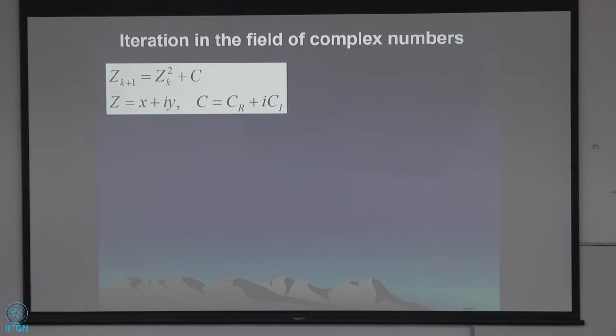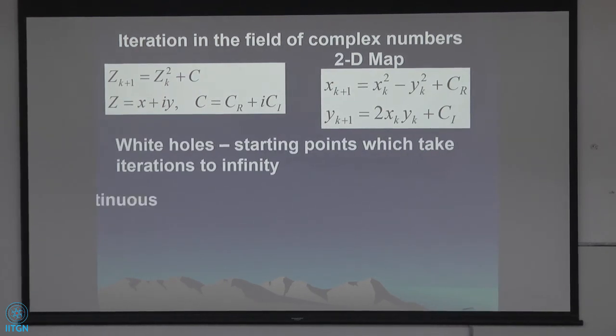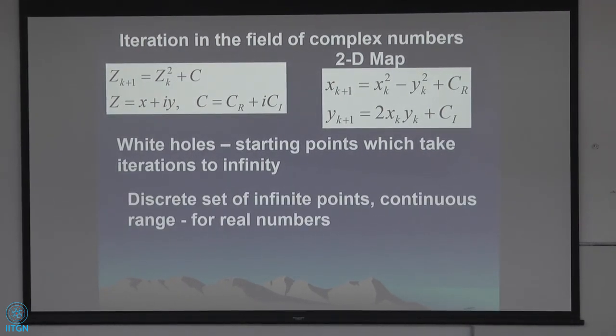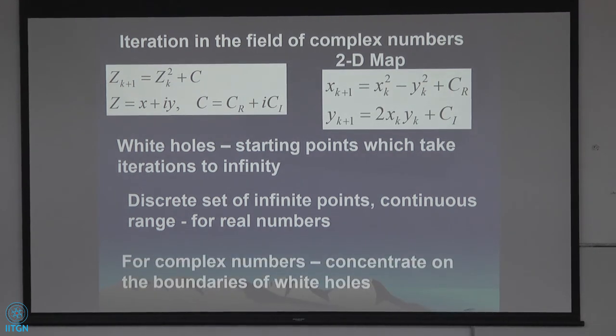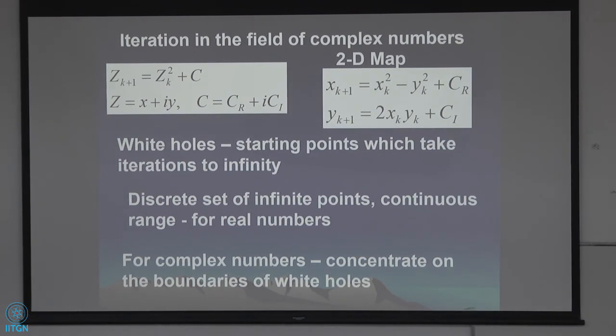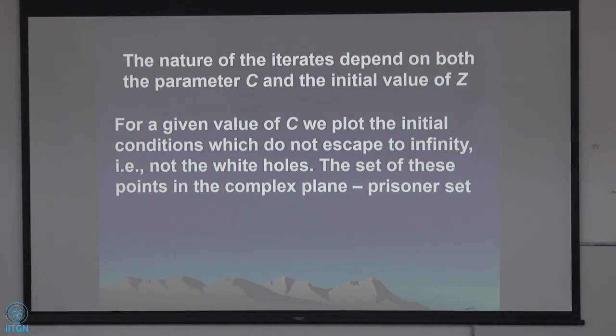So, the most famous iteration in the field of complex numbers is this. This is a complex constant. So, we talk of white holes, that means starting points which take iterations to infinity, and a discrete set of infinite points, which for real numbers is a continuous range. Here, a discrete set of infinite points. For complex numbers, concentrate on the boundaries of white holes. The nature of it depends on both the parameter c and the initial value of z.